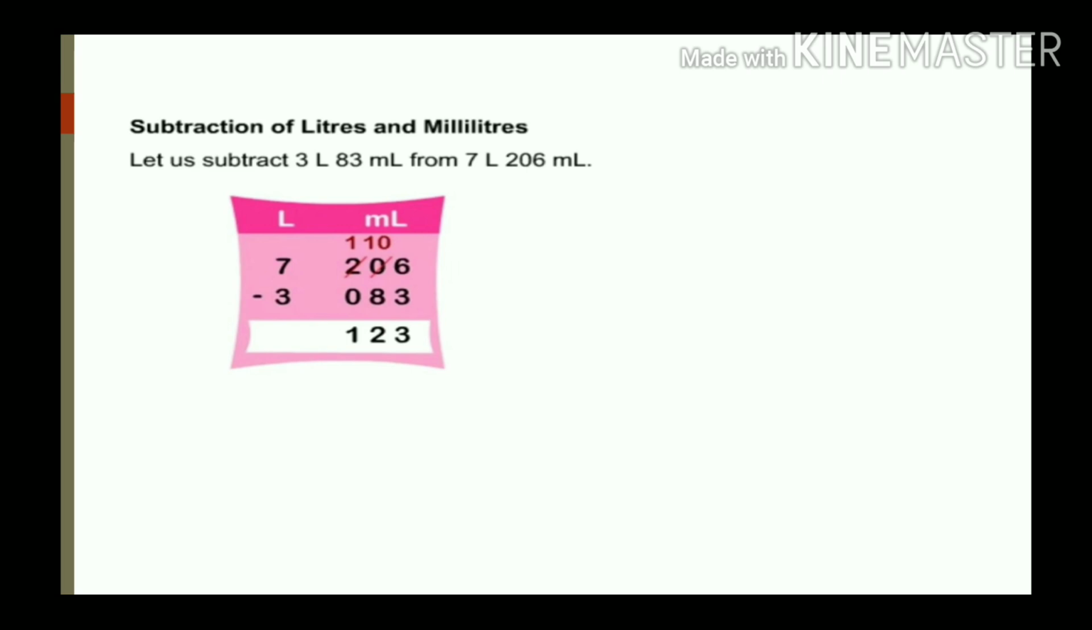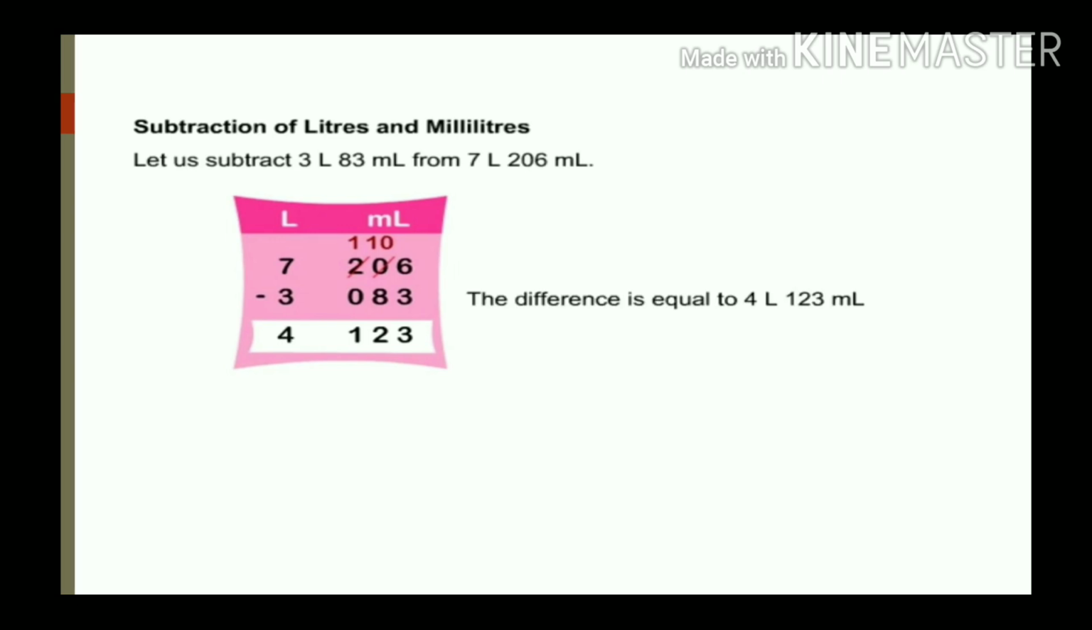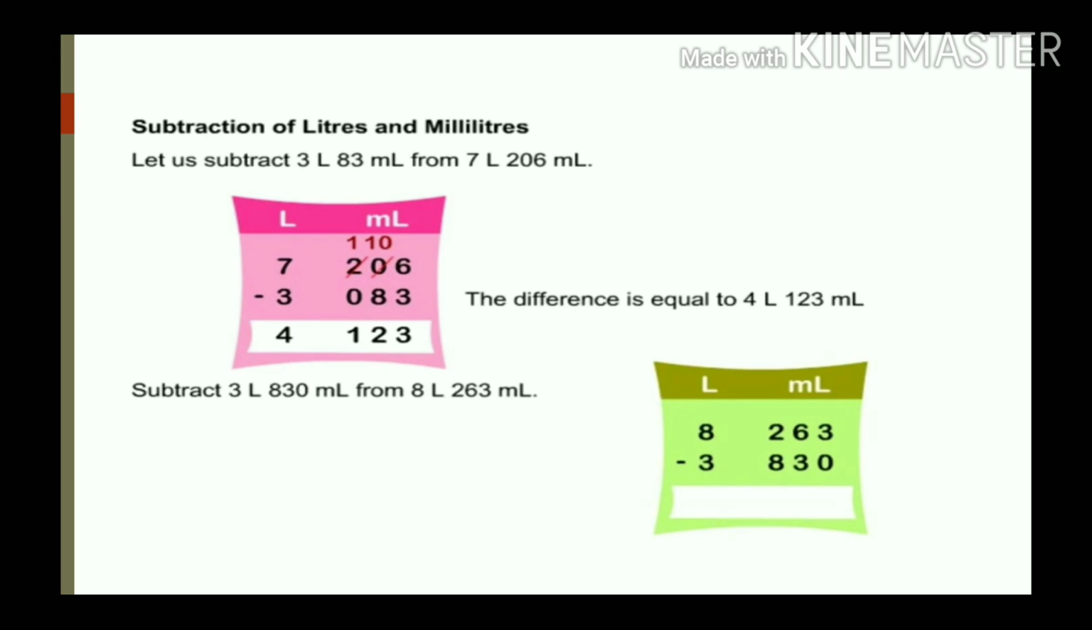And after subtracting milliliter column, you have to subtract liter one. So after subtracting 7 minus 3, you will get 4 liters. So therefore, the difference is equal to 4 liters 123 milliliters. Now let's see the second example. So subtract 3 liter 830 milliliter from 8 liter 263 milliliters.